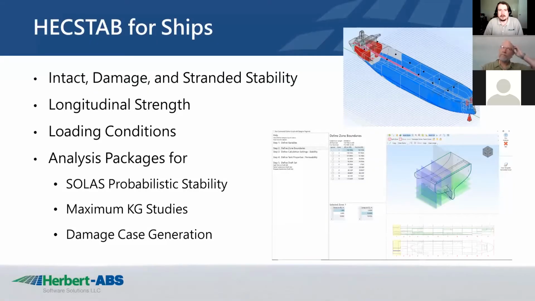So from a ship standpoint, some of the things that we can do in HECSTAB, we can do intact damage stability and stranded stability, longitudinal strength. You can build up loading conditions for things like TNS booklets and loading manuals, things like that, as well as doing detailed stability analyses, both for probabilistic approaches, such as with SOLAS, or through maximum KG or required GM studies based on different requirements for righting arms and damage extents and things like that.